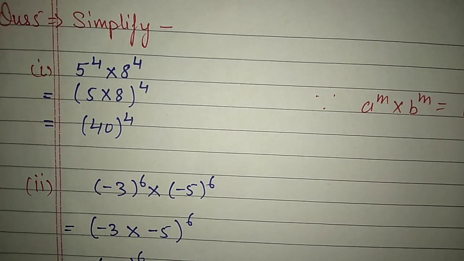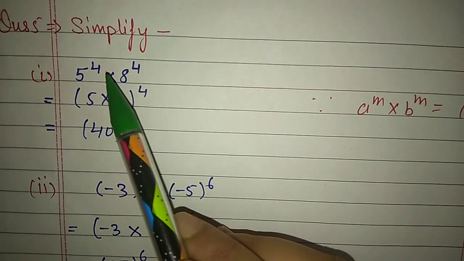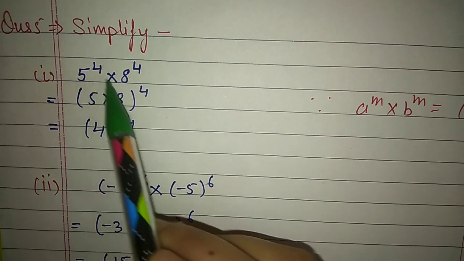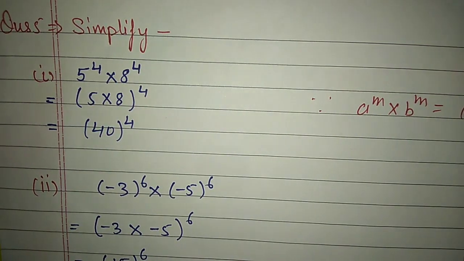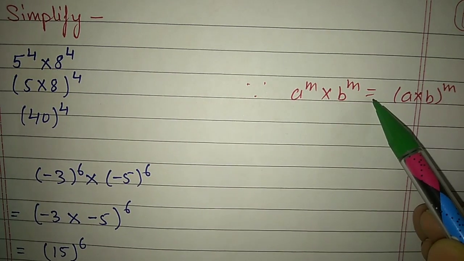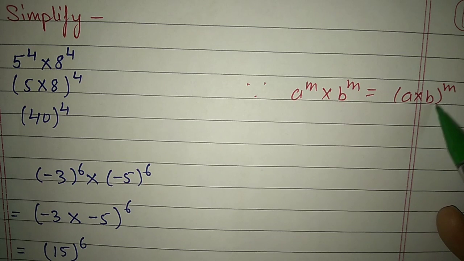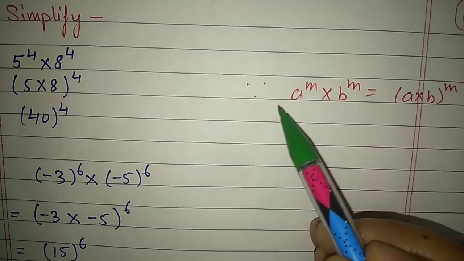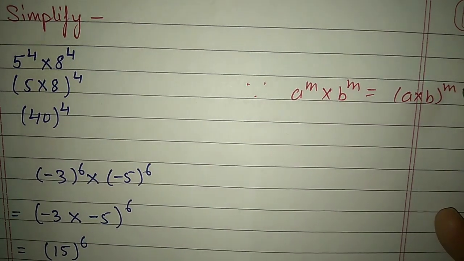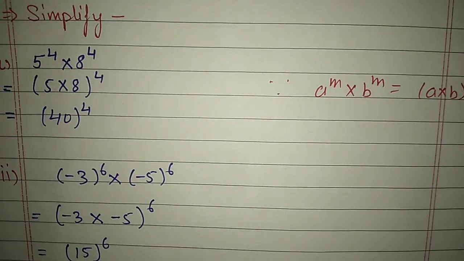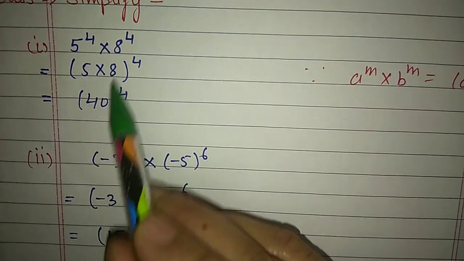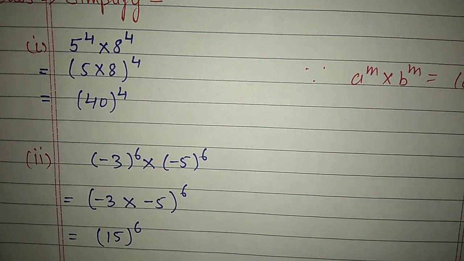Question number 5. Simplify. 5^4 multiplied by 8^4. See here, base is different but power is same. So we can apply here this rule, a^m multiplied by b^m is equal to (a multiplied by b)^m. It means if base is different and power is same and multiplication symbol is there, we have to multiply the bases and the power will be same. So this we can write as (5 into 8)^4. 5 into 8, 40, 40^4.